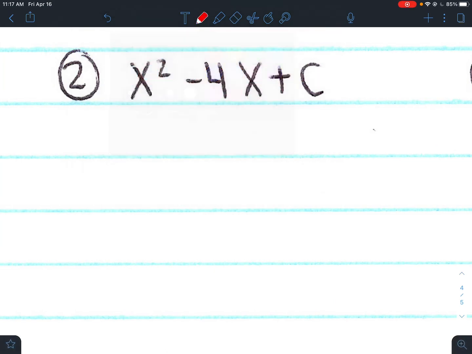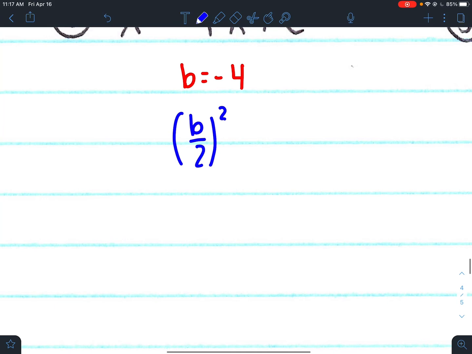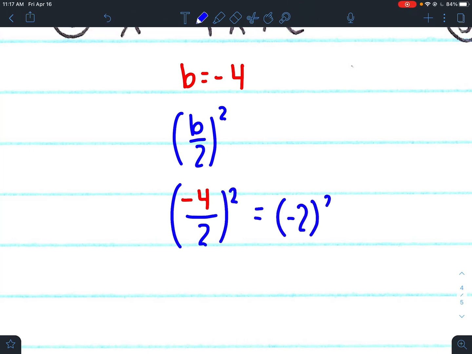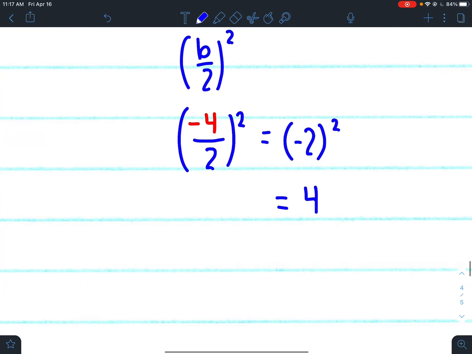All right, let's start with the next one. What's your b value in number 2? Well, that's going to be negative 4. And we know that we're going to do b divided by 2 squared to get that c value to get our perfect square trinomial here. Well, our b value is negative 4, so we're going to plug that in. Negative 4 divided by 2 squared is going to be negative 2 squared, which is going to end up being positive 4. So your c value here is positive 4.